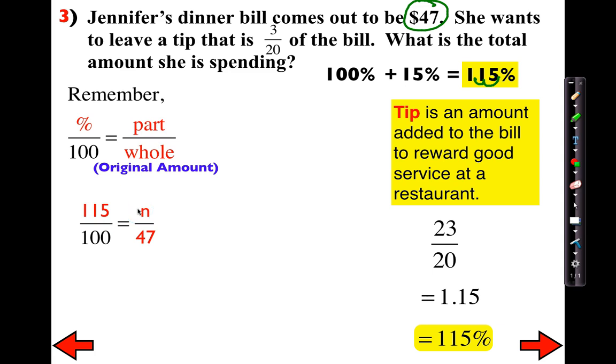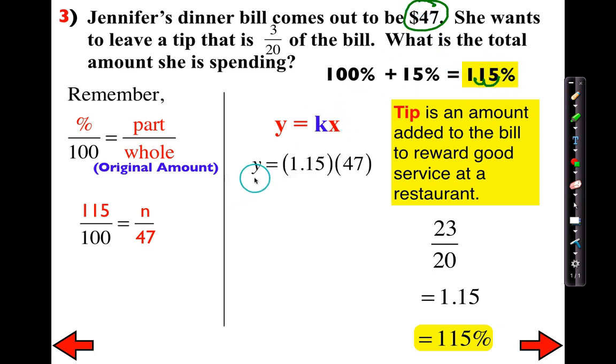So that's one way of doing it, or you can set it up as an equation. Here, $47 is x. It's the original price. But we're going to do 115% of that. So it's going to be y equals 1.15 times 47. Now if you multiply that, you're going to get $54.05. So you need to understand this value doesn't represent how much she's going to tip. This represents how much she's going to spend including her bill of $47. That's important to understand.